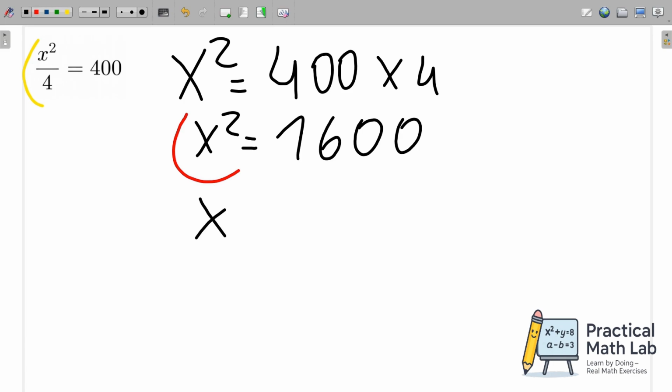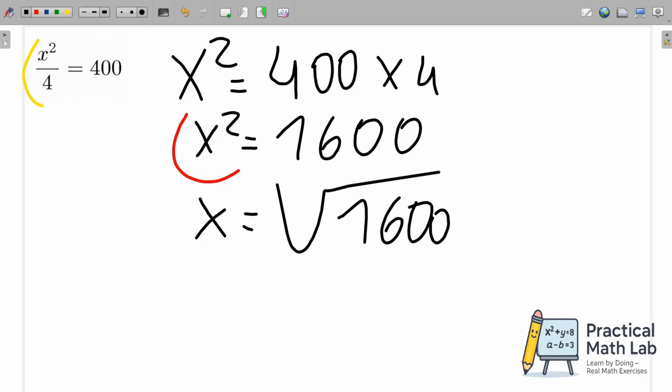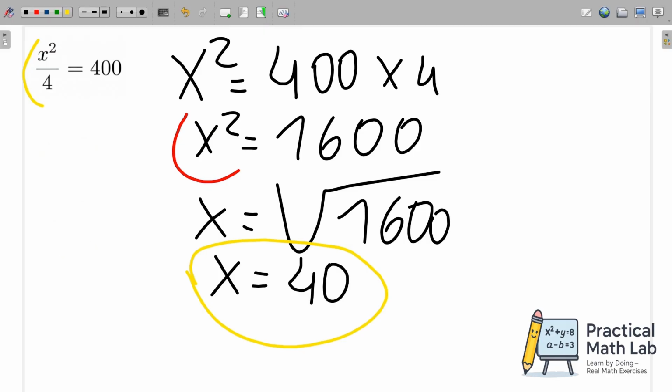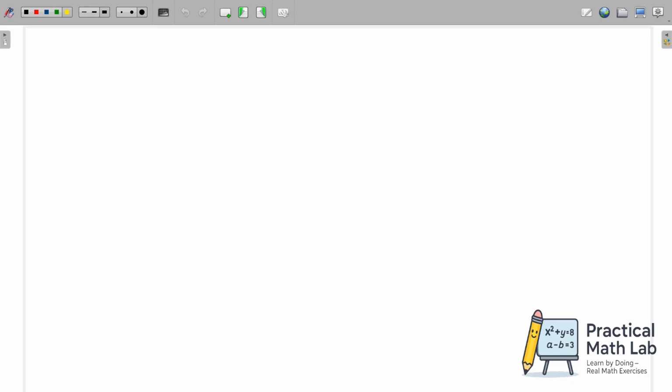So it becomes x equals the square root of 1,600. The square root of 1,600 is 40. So the answer is letter C, 40. If you have any questions, you can go back and watch it again. Now let's move on to the second question.